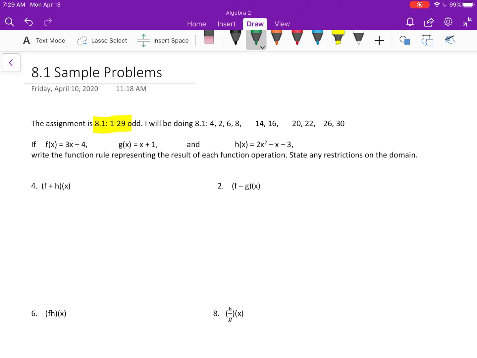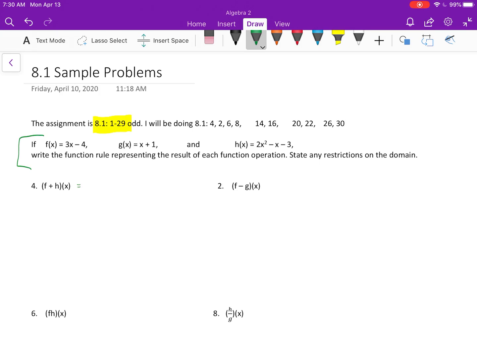I am doing a little bit different order because I'm starting with adding rather than subtracting. So here is number 4. Here are the directions. If you have these three functions, f of x, g of x, and h of x, write the function rule representing the result of each function operation. State any restrictions on the domain. This last part, state any restrictions on the domain, usually has to do with having 0 in the denominator, or sometimes it has to do with having a negative under a square root or something like that, because we can't have those things.